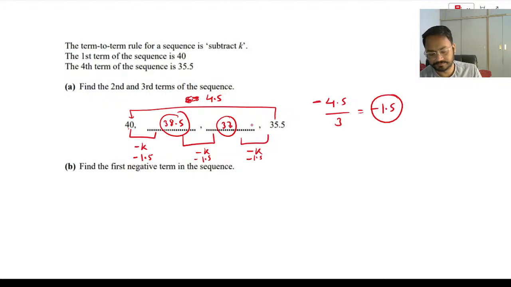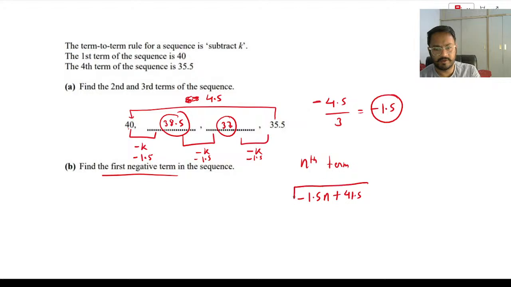Okay. Now here you need to find the first negative term. So before you find the first negative term, find the nth term rule. So nth term rule is very important here. Without that you cannot find. So nth term rule will be minus 1.5n plus, what should I do to get the answer? 41.5.